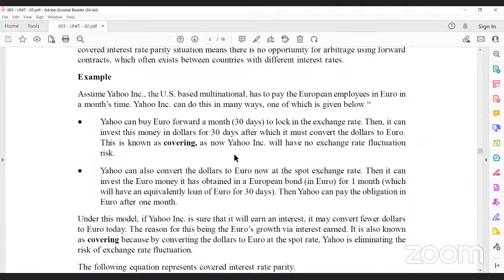Firstly, they have invested in dollars and they are converting these dollars to euros. This process is called the covering process, which enables them to minimize, even zero, the exchange rate fluctuation risk. Then happily, they can pay the salaries which are due to their employees, that is, European employees.